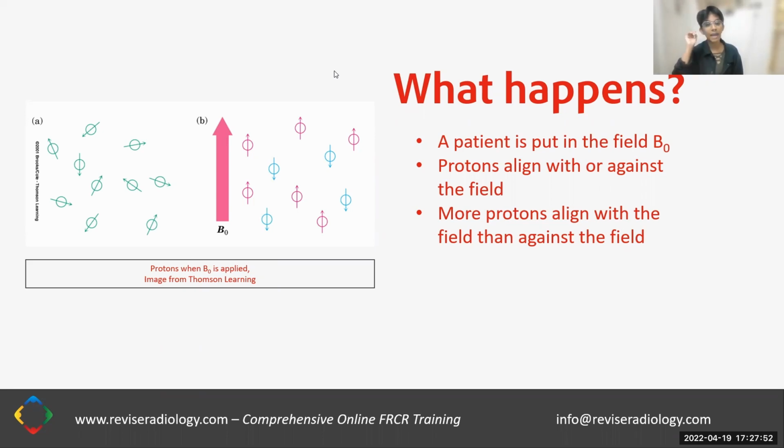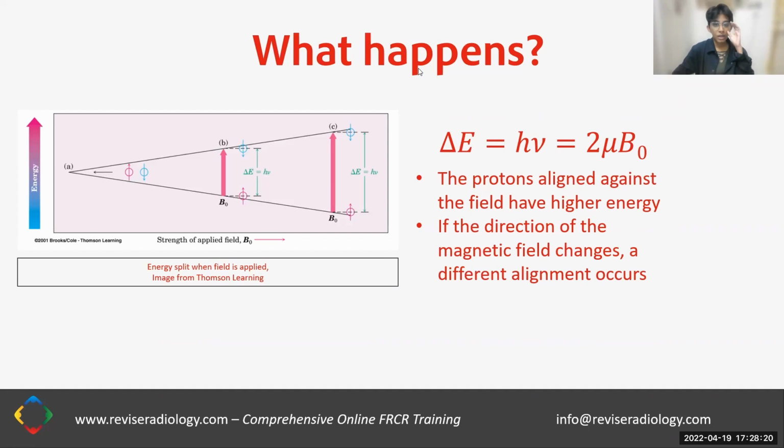So what has happened is, because of this external B naught which is applied, the protons have turned themselves around and tried to be in the same direction as the field. Some protons are in the exact same direction, and some are in the exact opposite direction. Something you need to know is that more protons align with the field than against the field. That's important to note.